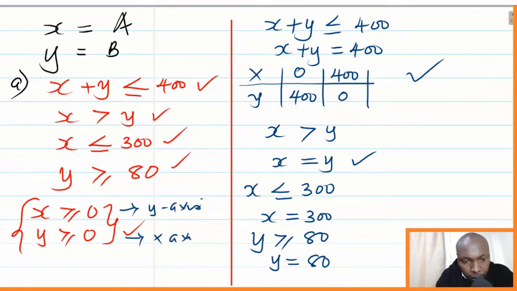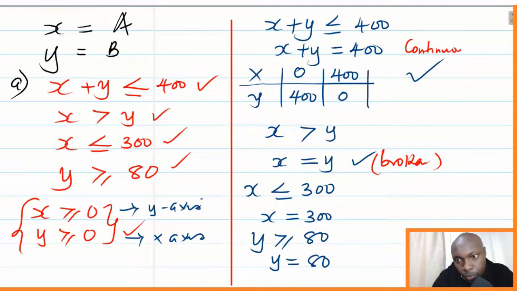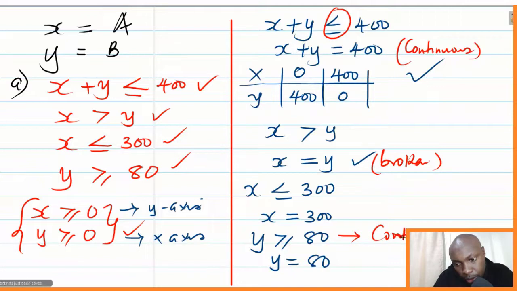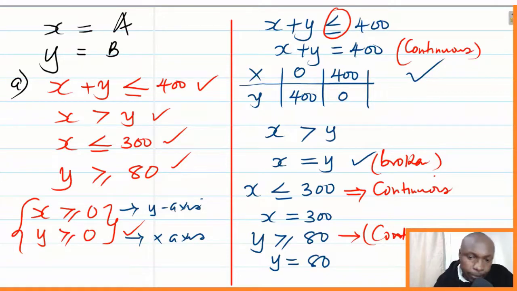Now it is also important to note that this line will be broken. You can see the symbol here is less than, is greater than. Then this line here should be continuous. This one should be a continuous line that you're going to draw. You can see the symbol here, less than or equal to. This one again should be continuous. This one is a continuous line. And for the other one here, this one should be a continuous line. Now those are the lines that you are going to draw.